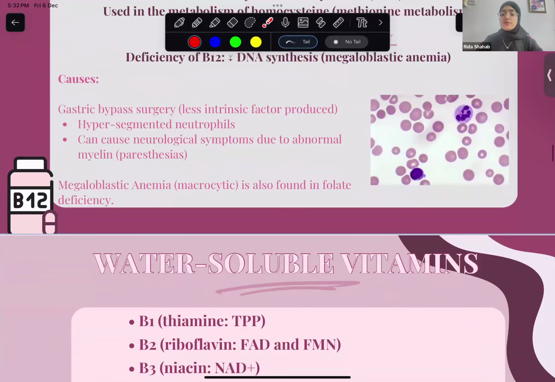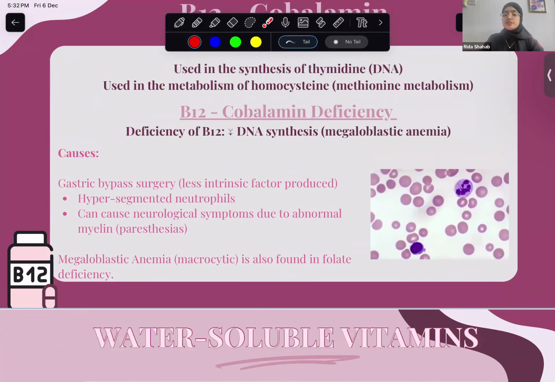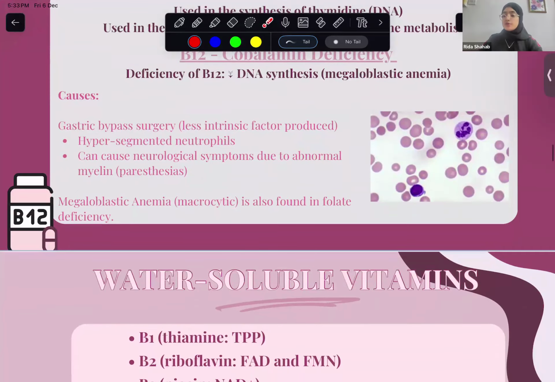Megaloblastic anemia is also found in folate deficiency, which is going to make more sense when we talk about it. The point here is that B12 deficiency can cause neurological symptoms due to abnormal myelin, which is paresthesia. Paresthesia is basically a symptom of a patient presenting to you with tingling feelings in their hands and legs. If they present to you like this, the first thing you should think of is B12, cobalamin, deficiency, and this is because of the abnormal myelin.